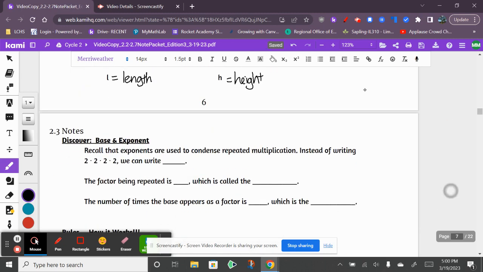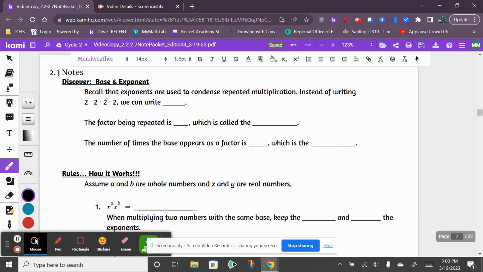Okay, looking at page 2. Recall that exponents are used to condense repeated multiplication. So instead of writing 2 times 2 times 2 times 2, we can write it as 2 to the 4th. The factor that is being repeated is 2, which is called the base. The number of times the base appears as a factor is 4, which is the exponent.